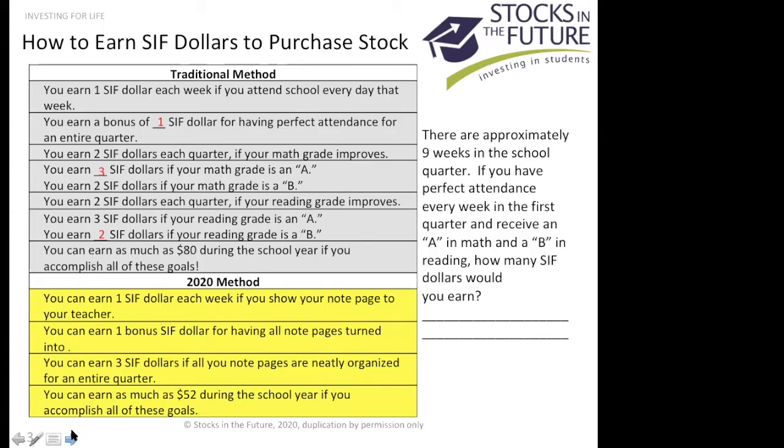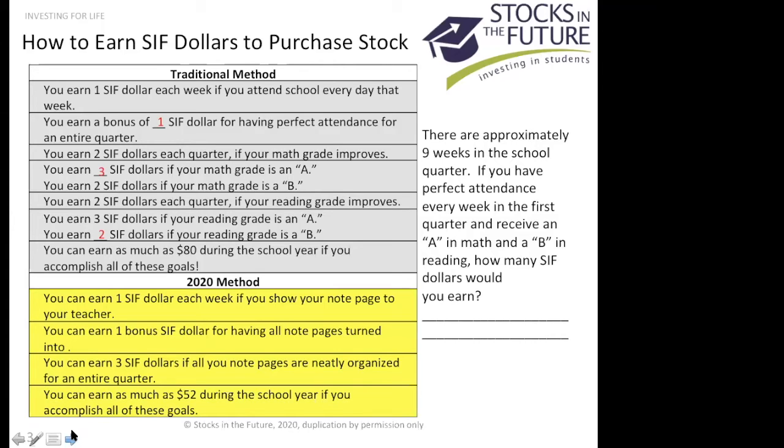You can earn one bonus Stocks in the Future dollar for having all note pages turned in to your teacher each quarter. You can earn 3 SIF dollars if all your note pages are neatly organized for an entire quarter. And you can earn as much as $52 during the school year if you accomplish these goals.